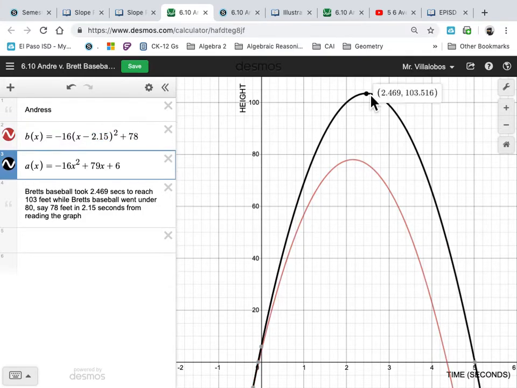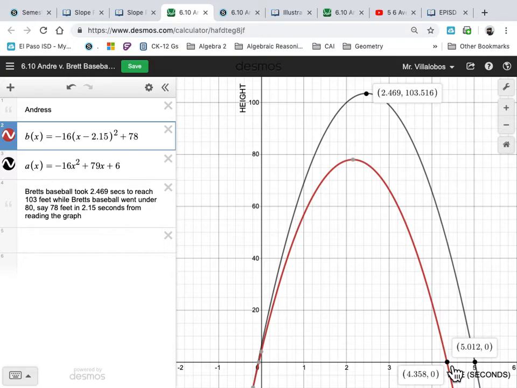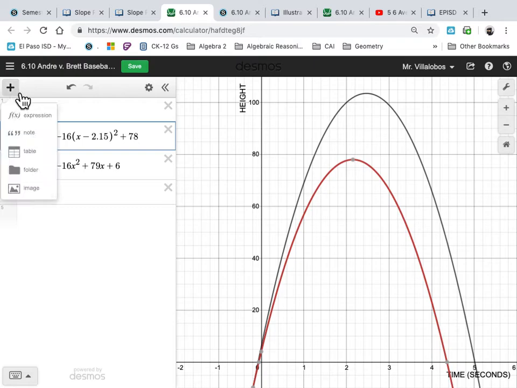And you can tell that Andre's baseball was in the air for longer. It took 5 seconds to hit the ground, while Brett's only took 4.3 seconds. And you can see that Andre's is higher at 103 feet. So that's all you got to say. You can add the note, right?